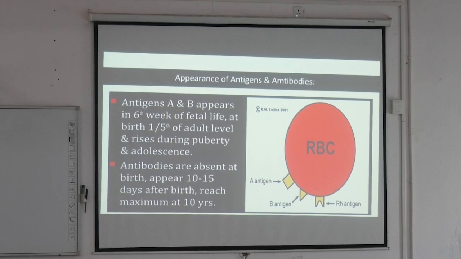And antibodies are absent at birth, appear 3 to 5 days after birth, and reach maximum at 10 years. So antibodies are also the same; they don't appear fully since birth. So from this picture, this is the RBC, and A antigen, B antigen, Rh antigen are all present on the surface.